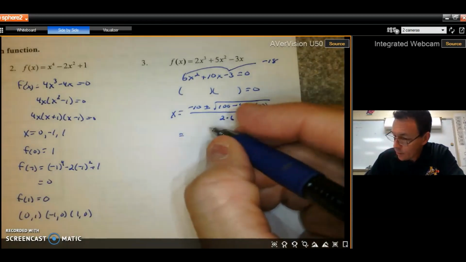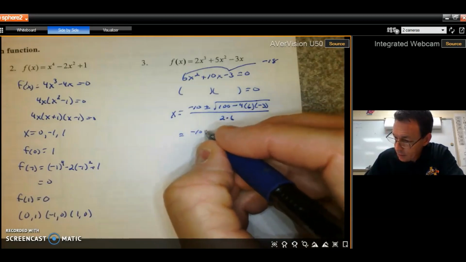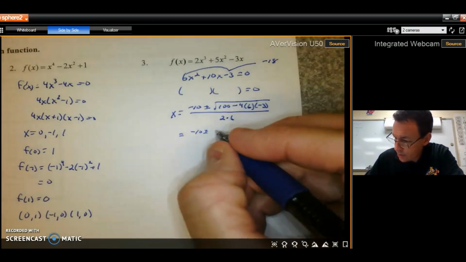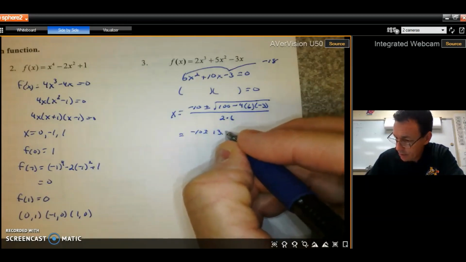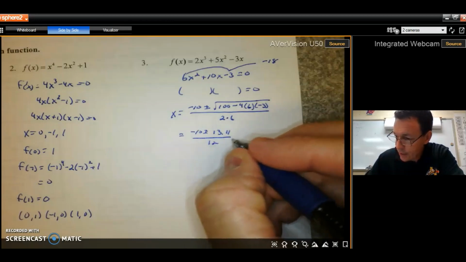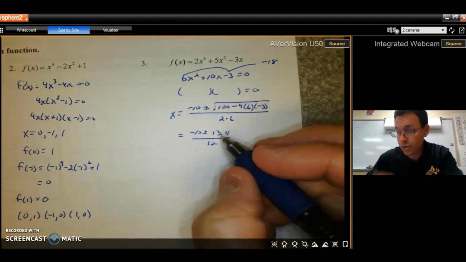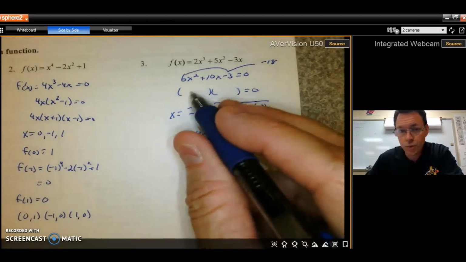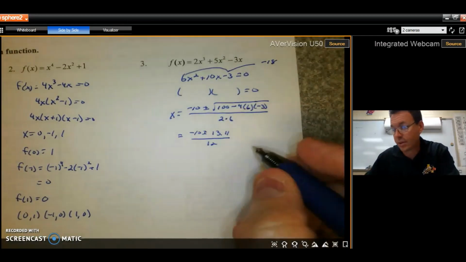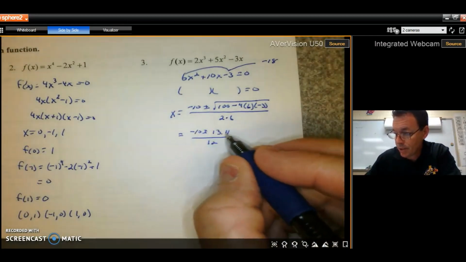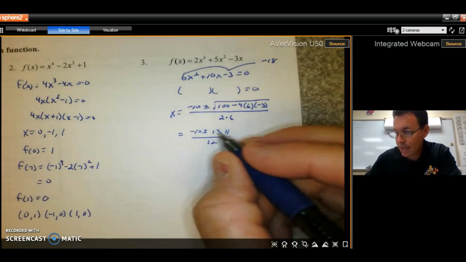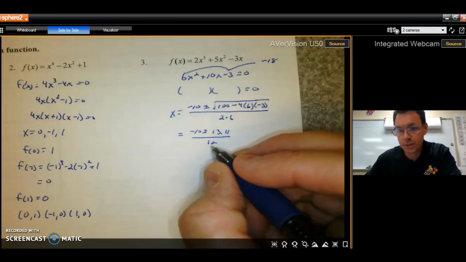Okay, now we could simplify that. Negative 10 plus or minus. If you take the square root of all of this, you're going to get 13.11-ish divided by 12. And so you've got two answers, the two answers you normally get when you factor, but this one doesn't factor. So negative 10 plus 13.11 divided by 12, and negative 10 minus 13.11 divided by 12.